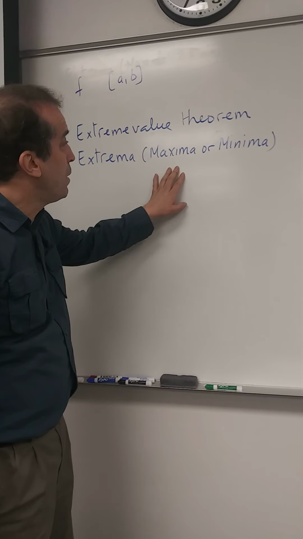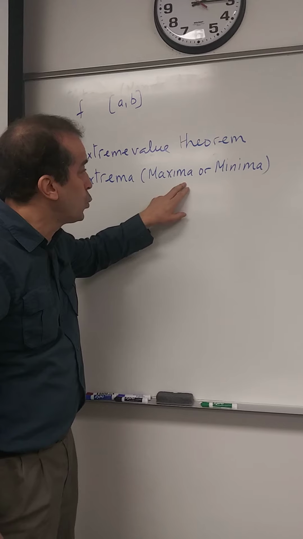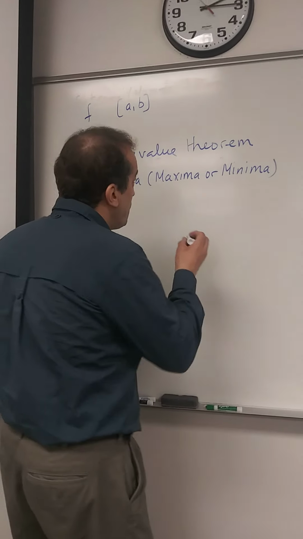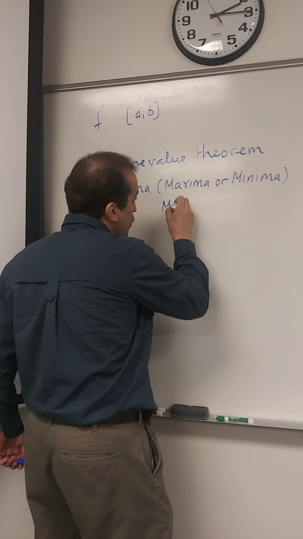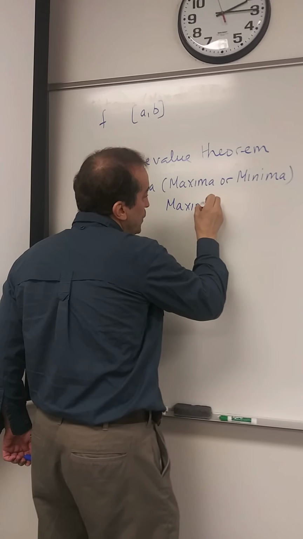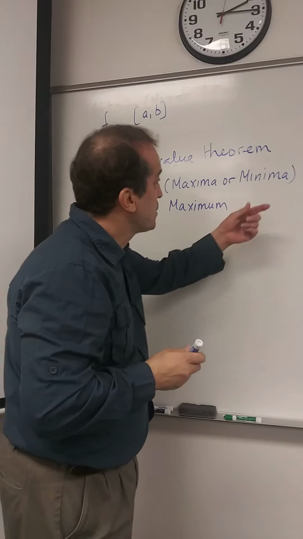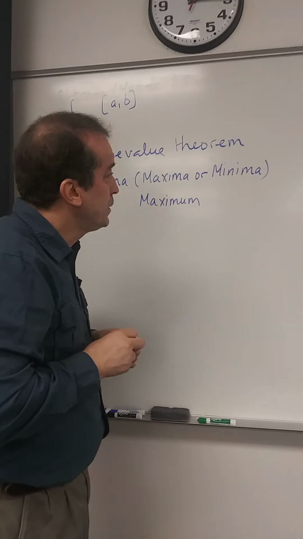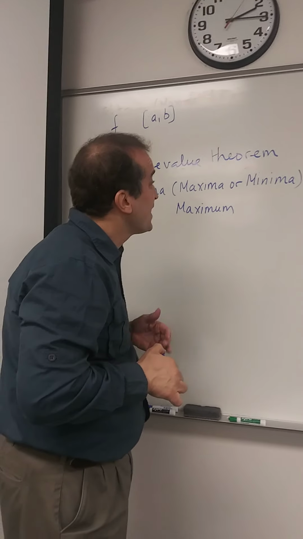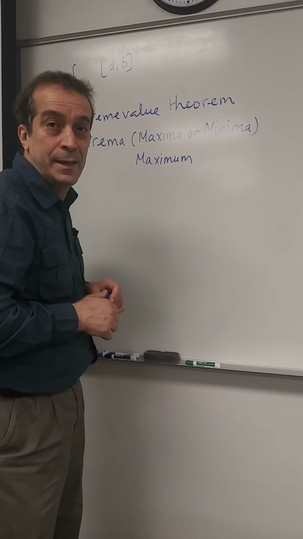Extrema means minima or maxima, and this is the plural for minimum or maximum. If it's one, it's a maximum. If it's more than one, then it's maxima. And this is minima. So we're going to figure out how to find these max and min.